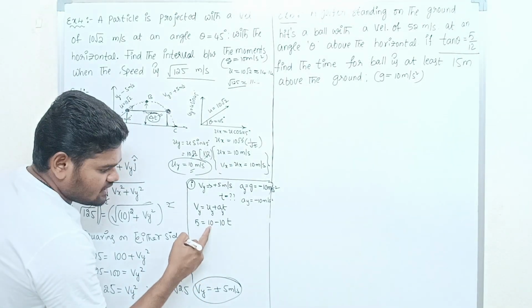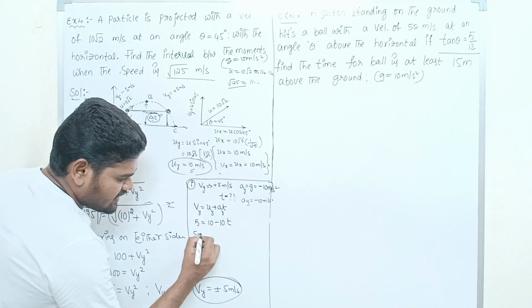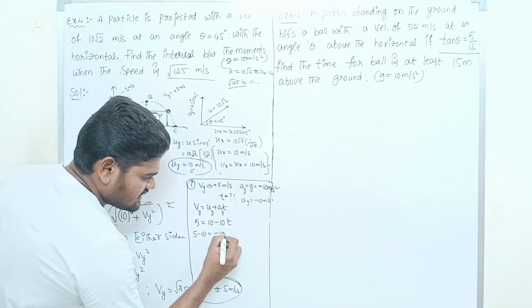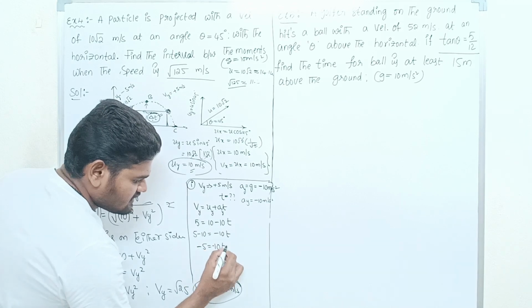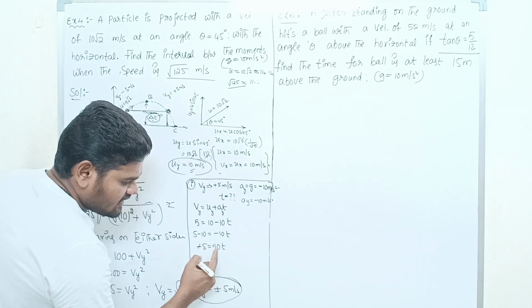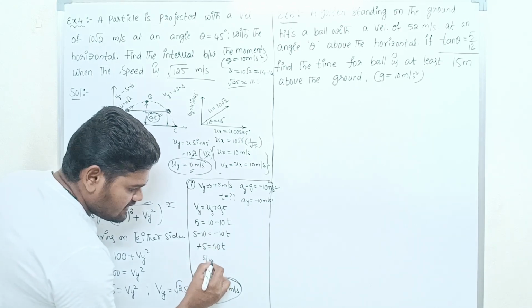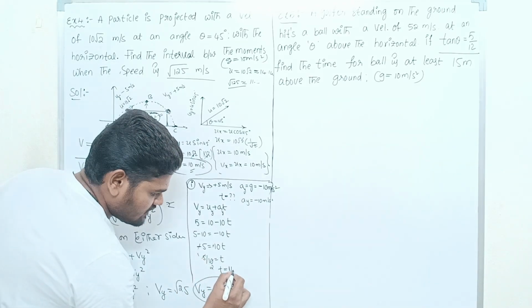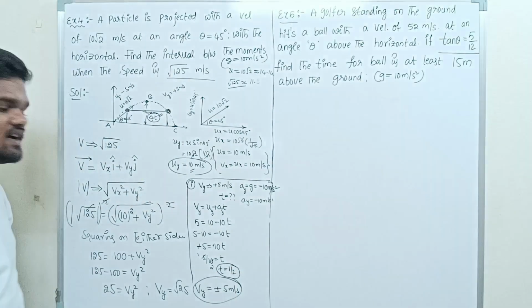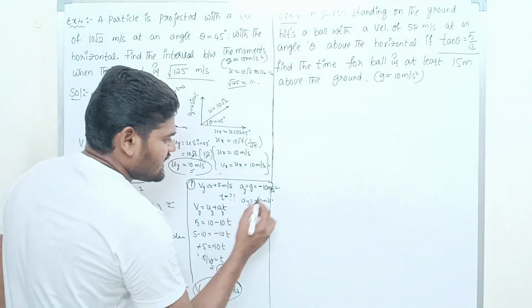If this 10 comes to this side, it becomes 5 minus 10 is equal to minus 10t. So 5 minus 10, minus 5, is equal to minus 10t. So the minus signs cancel out. If 10 comes to this side, it becomes 5 by 10 is equal to t. We got t is equal to 1 by 2. t is equal to how much more? 1 by 2.